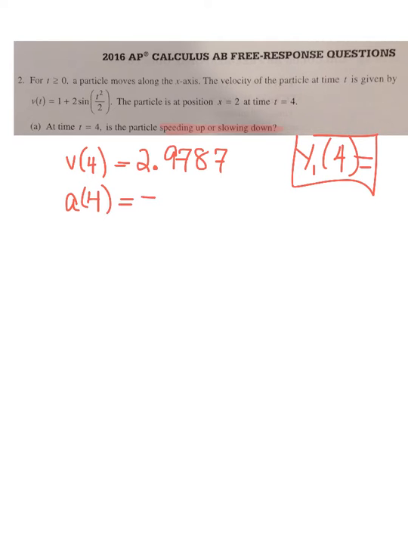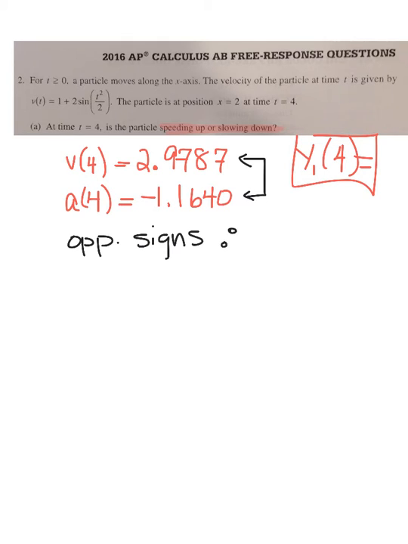Okay, so I have negative 1.1640. All right, now let's look at the conclusion that we should make based upon these two answers. Look at these two answers. What is it that's going to determine whether we're speeding up or slowing down? And you should remember that if the signs are opposite, right, so we have opposite signs there in the velocity and the acceleration at time 4.